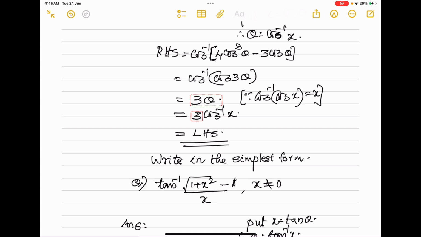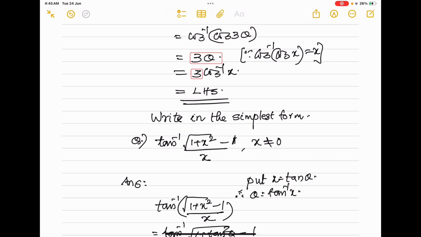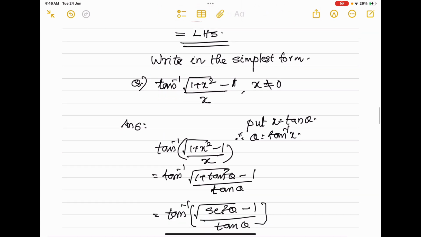Write in the simplest form: tan inverse of root of 1 plus x square minus 1 by x, x not equal to 0. Here we want to write the terms within the bracket in terms of tan. For that, put x equal to tan theta, then theta equals tan inverse x. So tan inverse of root of 1 plus tan square theta minus 1, whole divided by tan theta.